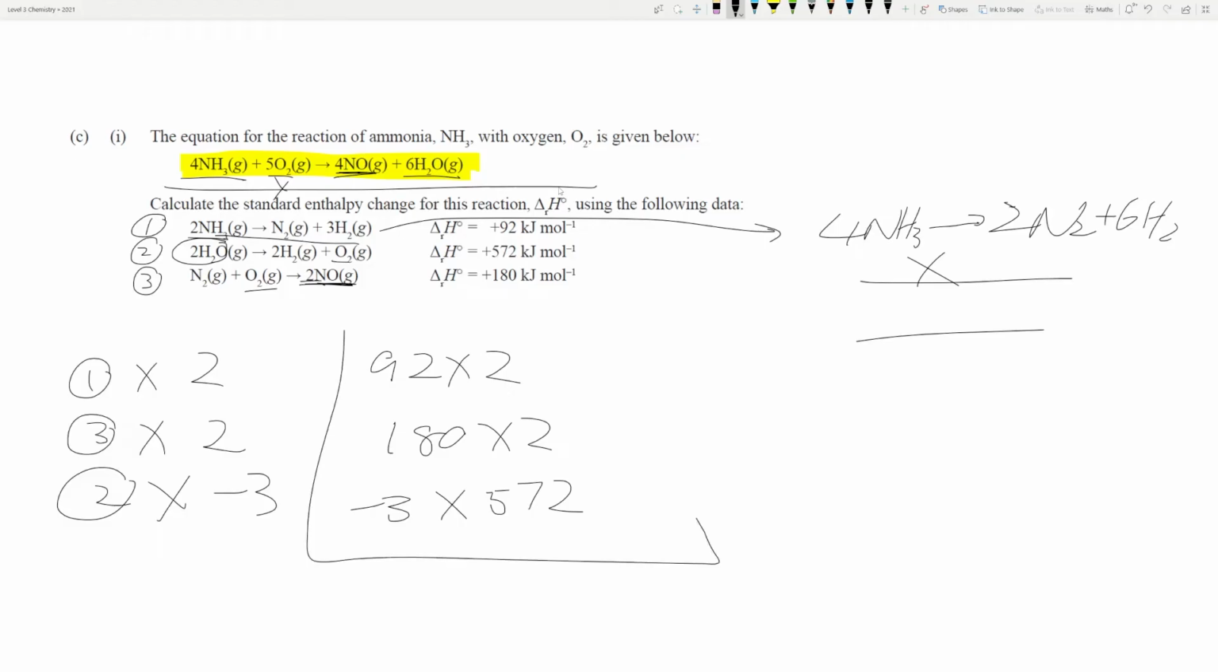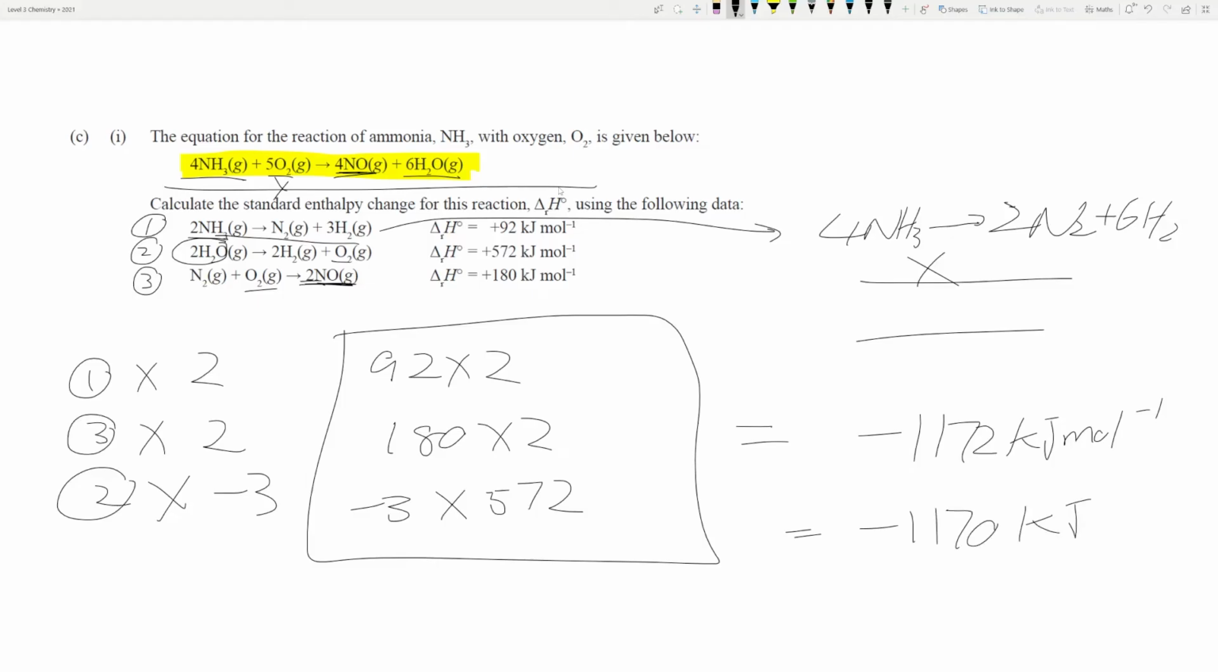So add up these three numbers, and this is going to be -1172 kilojoules per mole. You know how we NCEA chemists are obsessed with 3 significant figures, so make sure you round to 3SF, please. Okay, very nice and simple, Hess's law.